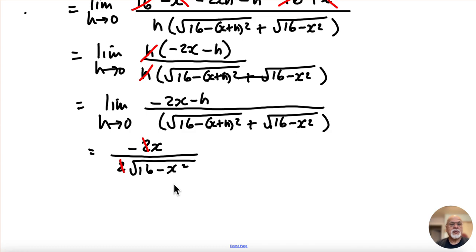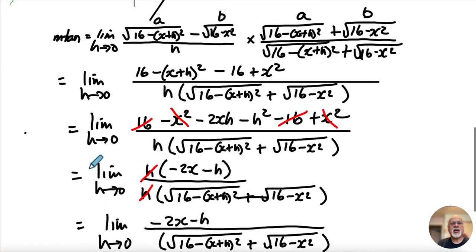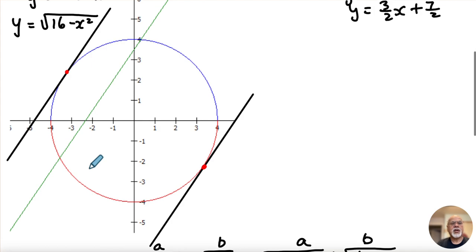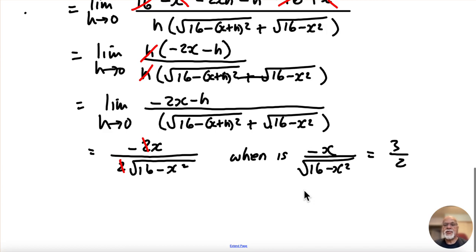Remember, this is the slope of the tangent anywhere. So now, when is negative x over the square root of 16 minus x squared equal to 3/2? Remember that the expression that we've just got here is the slope of the tangent anywhere. But we want the ones that specifically are parallel to this green line, and we said that the green line slope is 3/2. So if we solve this equation, if we cross multiply, we end up getting negative 2x is equal to 3 times the square root of 16 minus x squared.